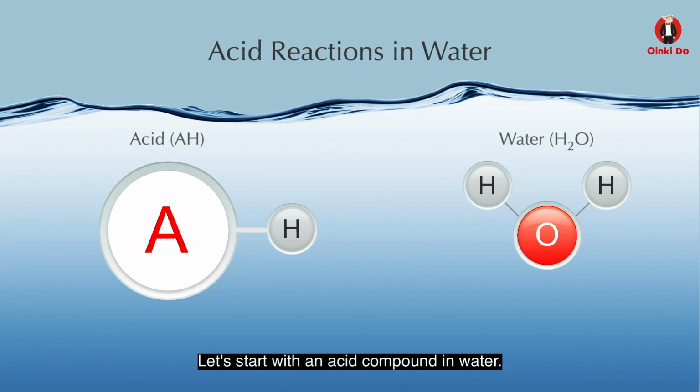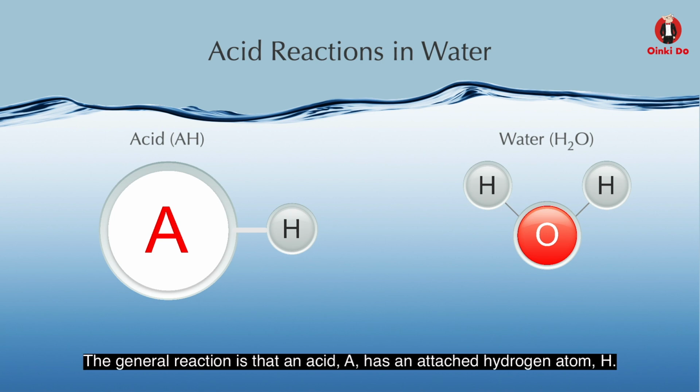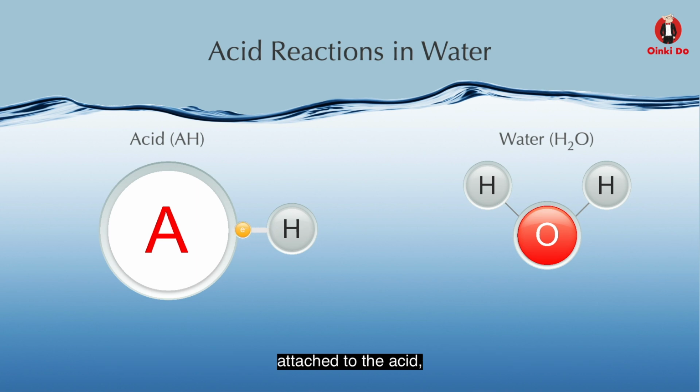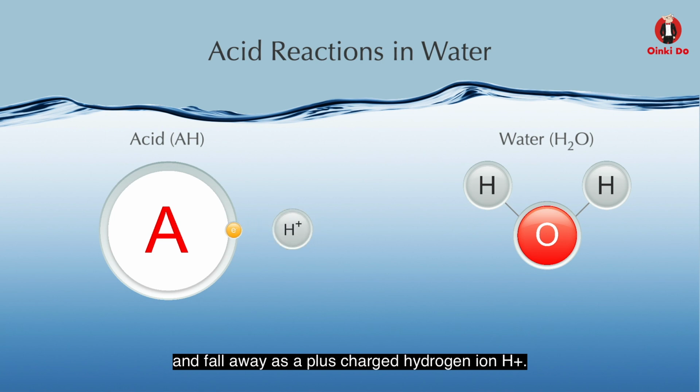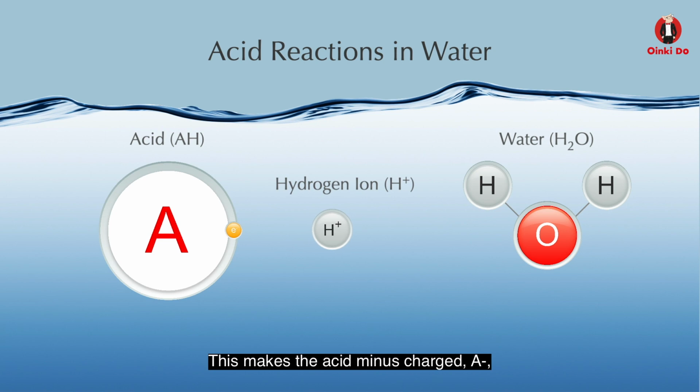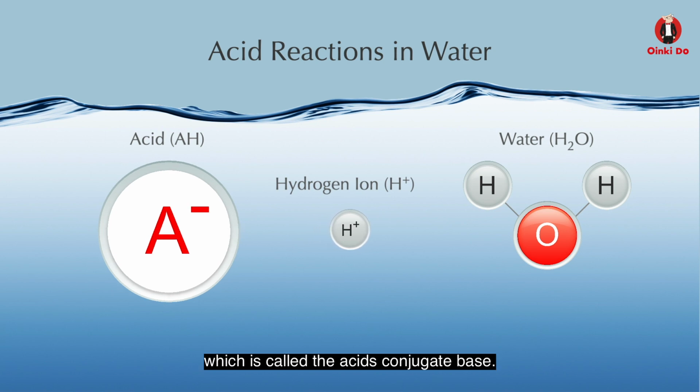Let's start with an acid compound in water. The general reaction is that an acid A has an attached hydrogen atom H. In water, a hydrogen atom could leave its negative charged electron attached to the acid and fall away as a plus charged hydrogen ion H+. This makes the acid minus charge A-, which is called the acid's conjugate base.